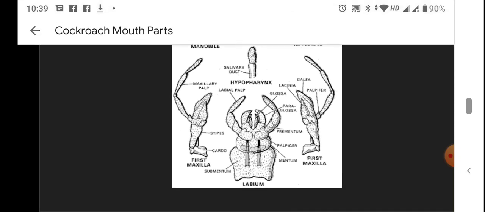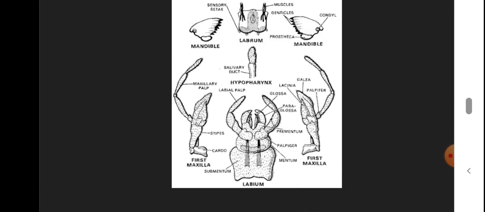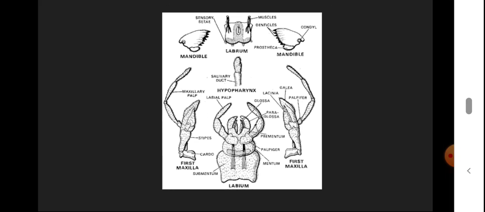This is the same image. So I want all of you to study these diagrams thoroughly, that is, this cockroach mouth parts. When you come for the practical class, I want you to draw and submit these diagrams. You need to be thorough with the diagrams at that time. So at that time I'll do the demonstration and you can do the practical in the lab. Thank you.